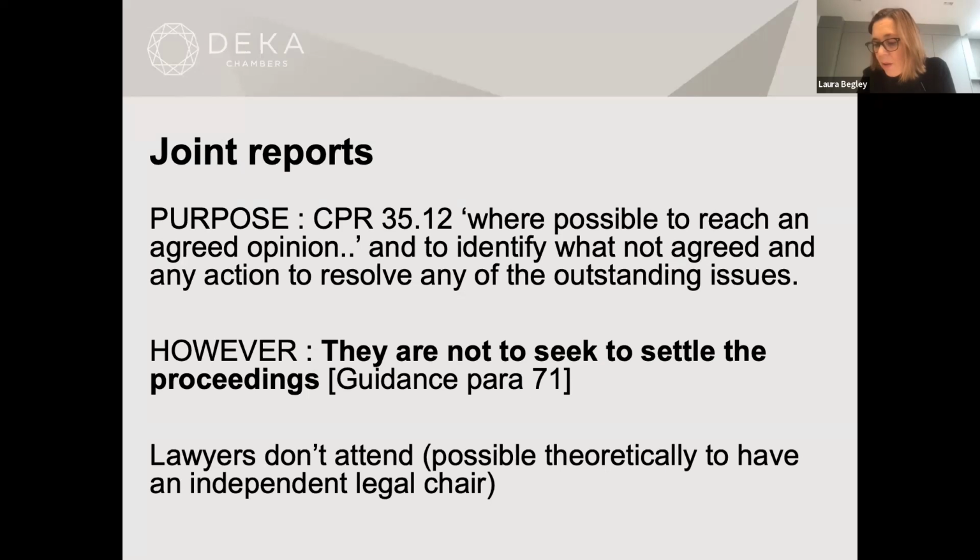I think we all know that lawyers don't attend, although Lady Justice Hale, I think in the case of H against Lambeth and Southwark and Lewisham Health Authority, said that theoretically you could have a legal chair, but that is something that is not commonly done.